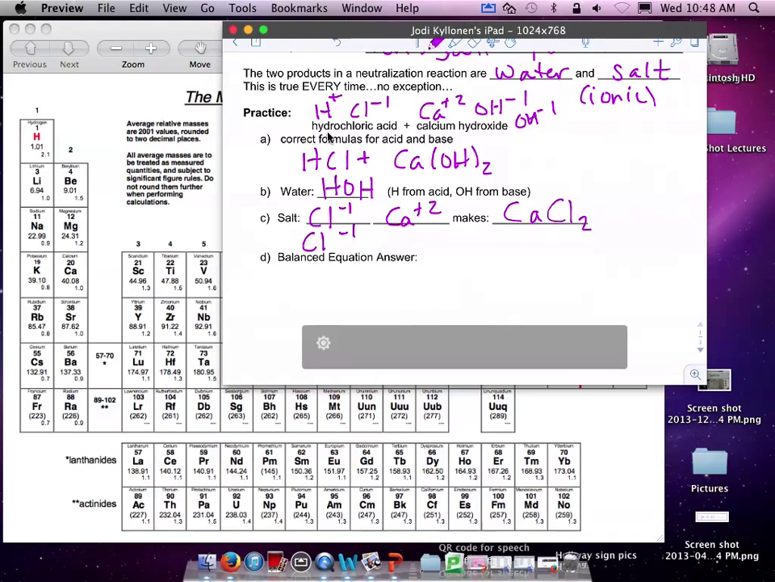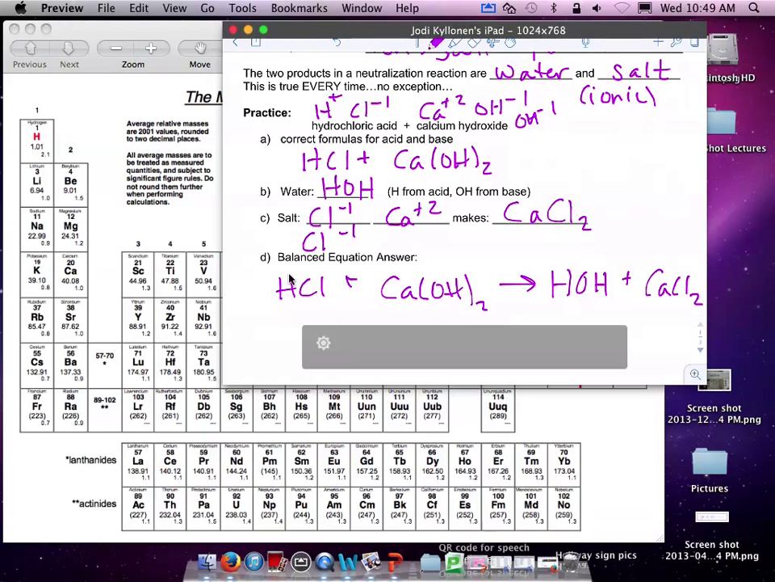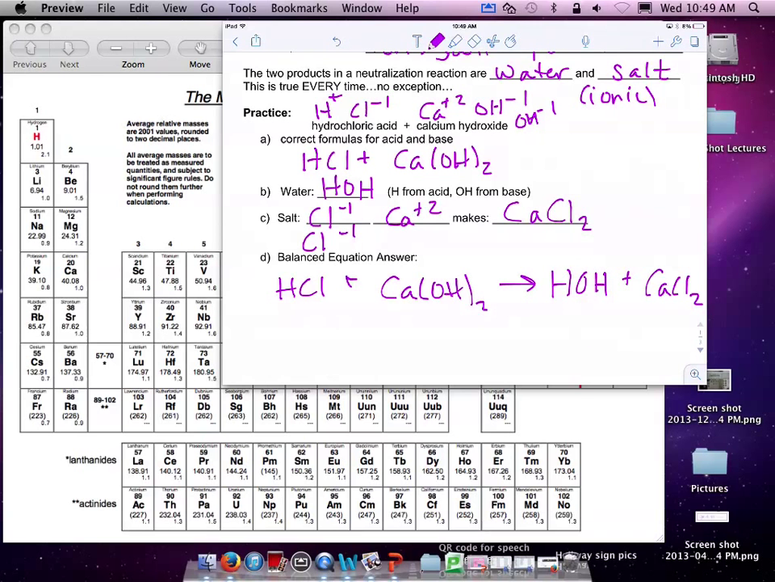So I've got my starting two chemicals. I know that it's water and salt every single time, so now let's make that look like an equation. I start with my acid, HCl, plus my base, which was Ca(OH)2, arrow. Those are my two reactants, so I need my two products. Water is HOH, and then my CaCl2 for salt. So: acid, base, water, salt. Use that as your guide. It will always be that format.